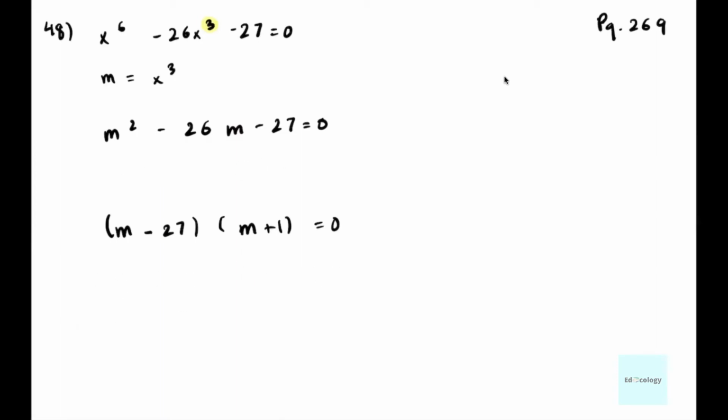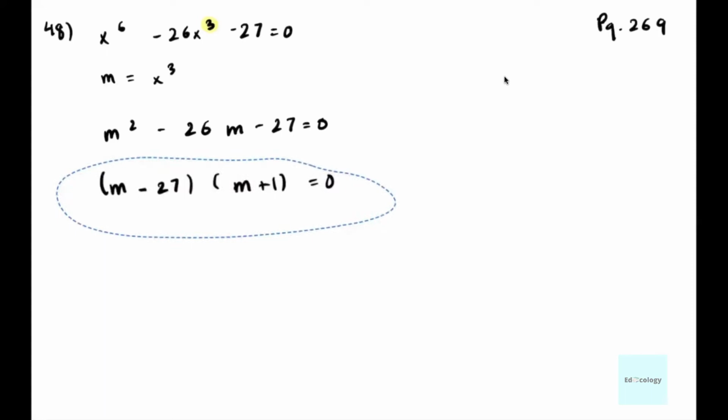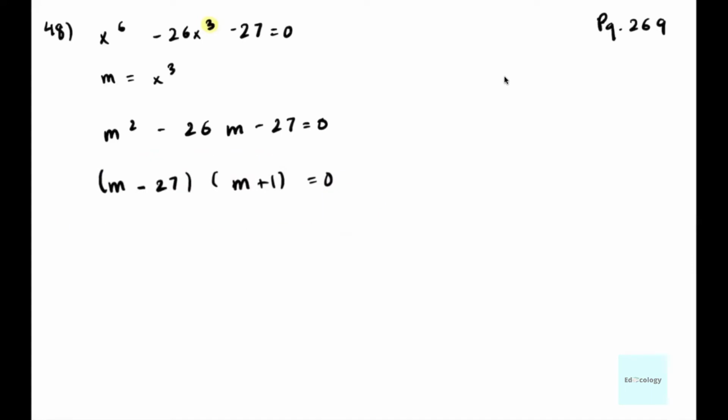Now, we know that m is x to the power of 3, right? So we will leave these that way. We're not going to find the actual solution of m, but we just use the solution to be able to write this equation. Okay, so now we will substitute m as x to the power of 3: x to the power of 3 minus 27 and x to the power of 3 plus 1.